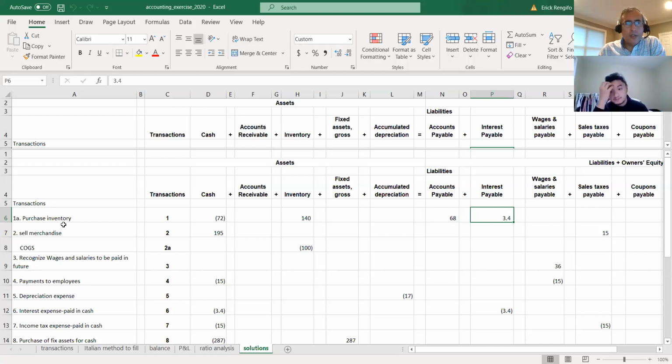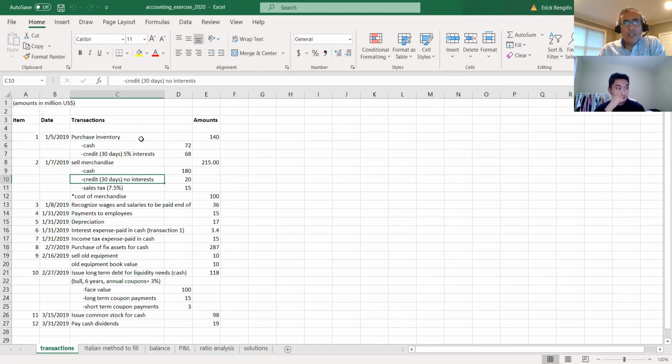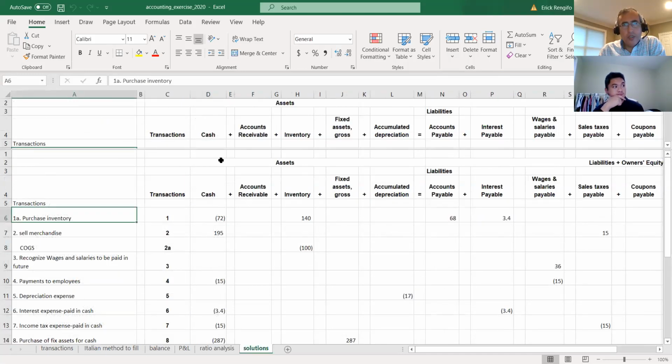Okay. So what we say here in number 1, let's do this very quickly. Let's go through all the process. What we say in number 1 is I buy inventory, 72 cash and 68 in 30 days, but they are going to charge us a 5% interest. So the total amount is 140. Let's take a look. So I have cash 72 negative, 140 is my inventory.